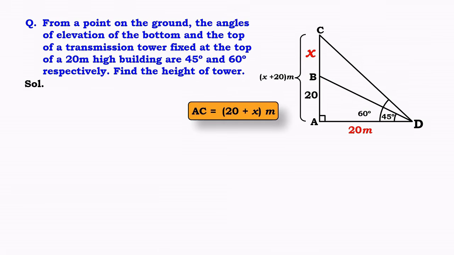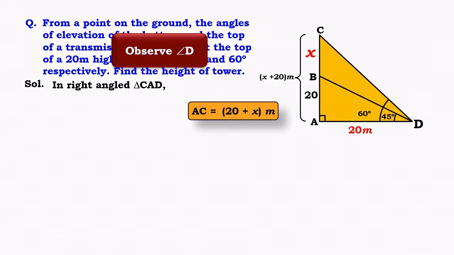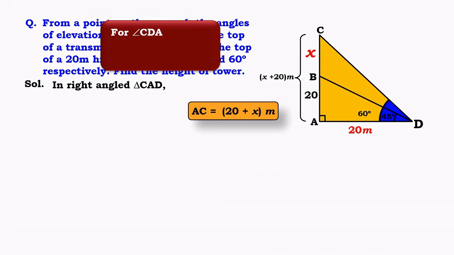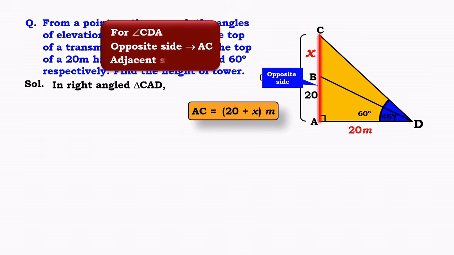Now, let us find the height of the transmission tower. We have already found that AD is 20 meters. We also know that the height of the building is 20 meters and the height of the transmission tower is x meters. Therefore, the total height AC is 20 plus x meters. Now, consider the right-angle triangle CAD. We are looking at the angle of elevation of 60 degrees at point D.